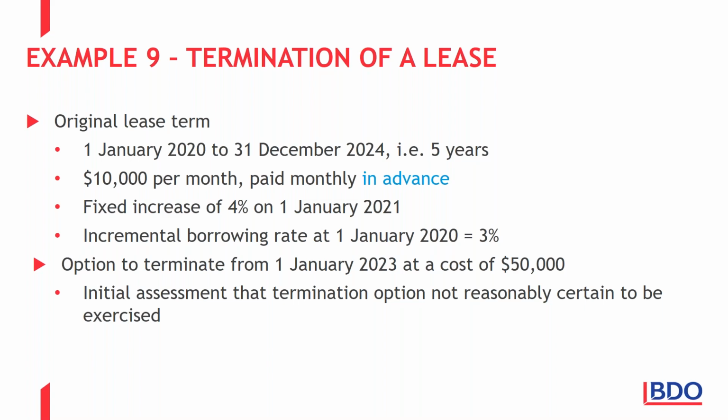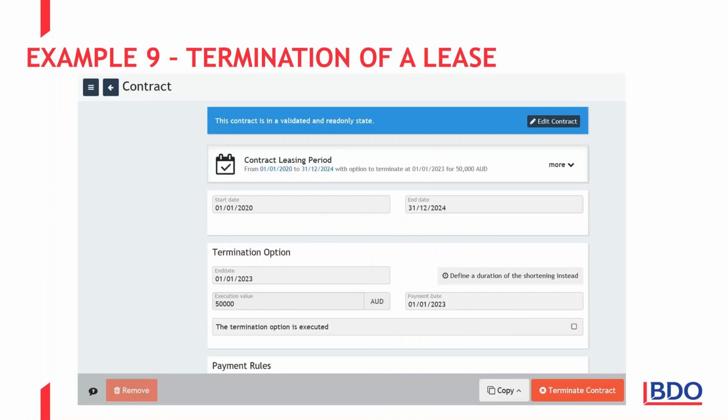You'll have to pay 50,000 to be able to walk away and not use the asset for the last 2 years. And therefore, we would capture that in our calculations, and our initial assessment was that it's not reasonably certain that we will use that termination option. So although it's written into our lease agreement, we thought reasonably certain the lease term is going to be the 5 years. Therefore, again, I've used BDO Lead.